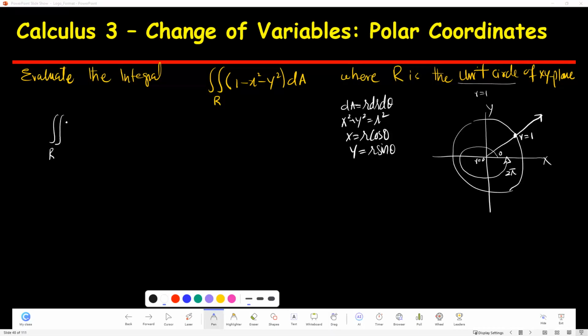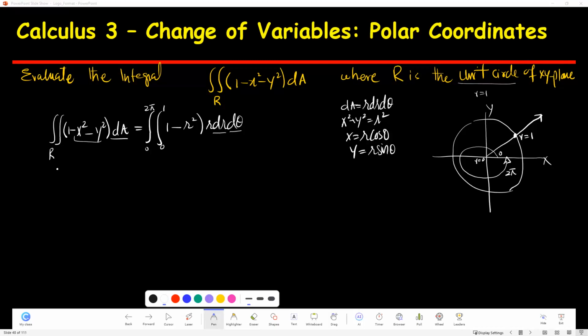Okay, I'm going to convert this. First I'm going to write it the way it is given, and then convert it to polar coordinate form. So this whole thing becomes 1 minus, taking common, r squared. This dA is converted to r dr d theta. The range for r, my first limit, is 0 to 1. And d theta is my second limit, going from 0 to 2 pi. Now I think it's fairly simple to solve this problem.